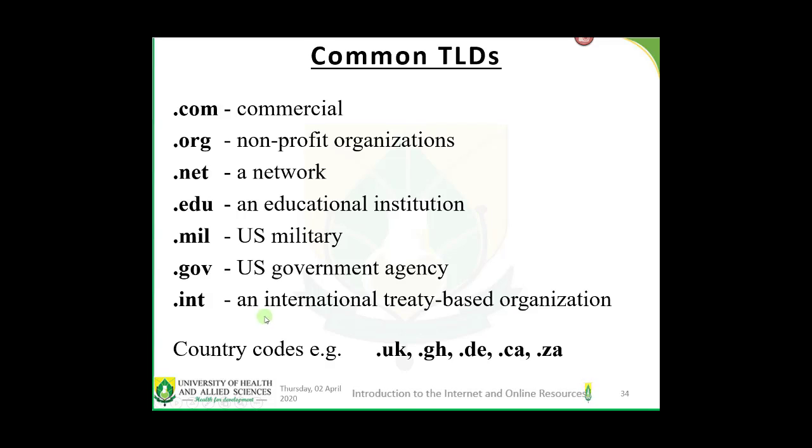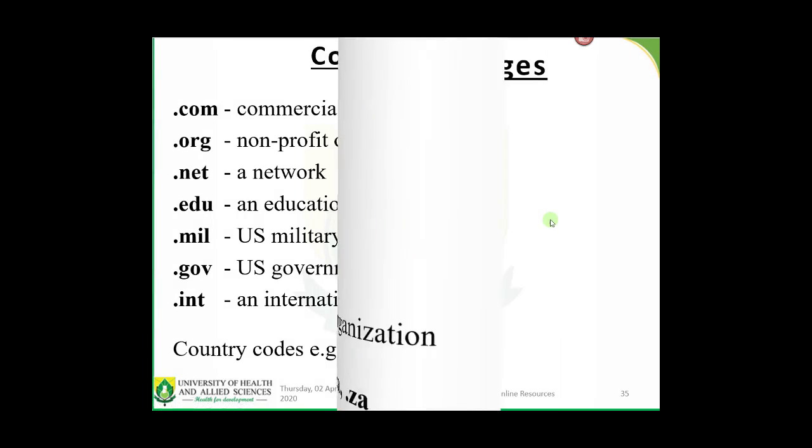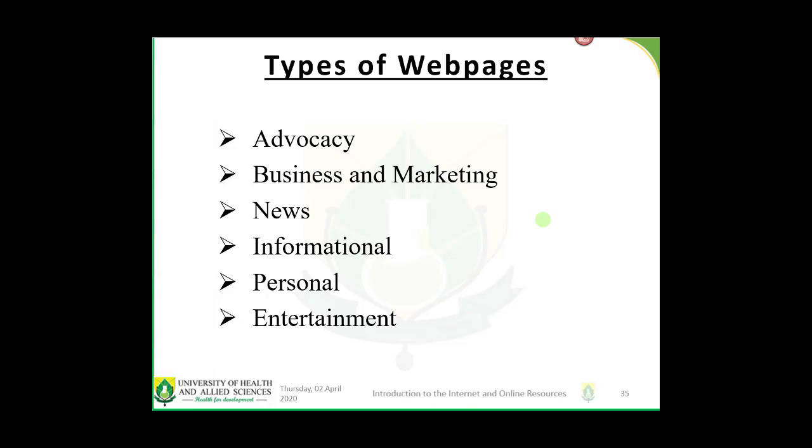What about the country codes? Yes, UK is very easy to identify. GH, we all know GH. What about DE? DE is Germany, CA here, Canada, and ZA, that is South Africa. Alright, interesting. Several other country codes are there, so always watch in your URL for these extensions.